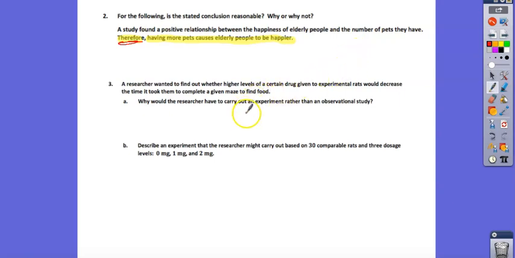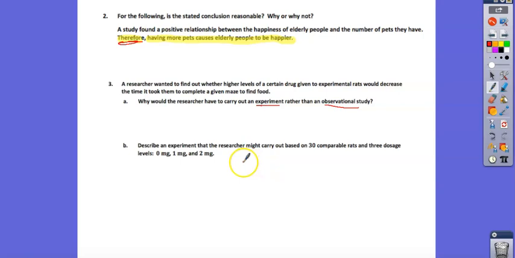Okay, let's look at number 3. A researcher wanted to find out whether higher levels of a certain drug given to experimental rats would decrease the time it took them to complete a given maze to find food. Why would the researcher have to carry out an experiment rather than an observational study? Because they want to see the cause and effect, and to have a cause and effect, you have to do an experiment.